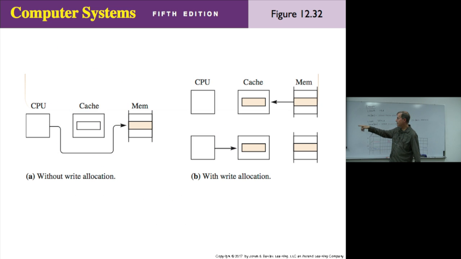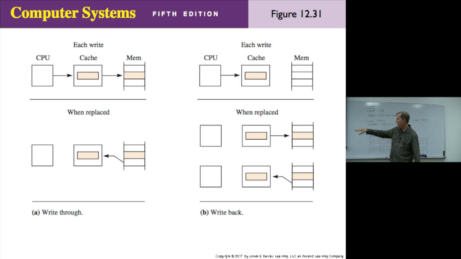Figure 12.32.A. So it's a write miss, and if the CPU wants to write to memory, you just go ahead and write to memory. You don't bother updating the cache. But with write allocation, you say, this is a cache miss, so you actually bring the line in from memory, and then you update the cache. And these things go together, A and B, for without write allocation and with write allocation, they always go with A and B of write through and write back. Okay, it's pretty easy to see why.